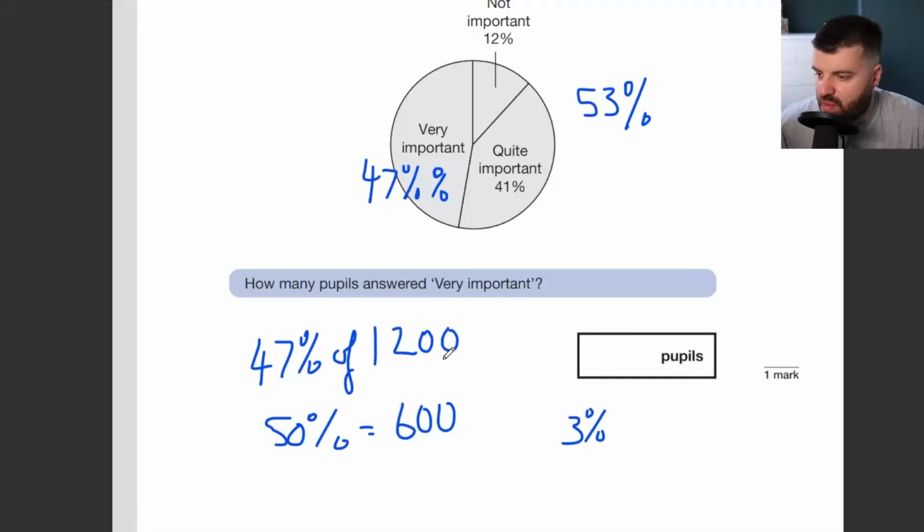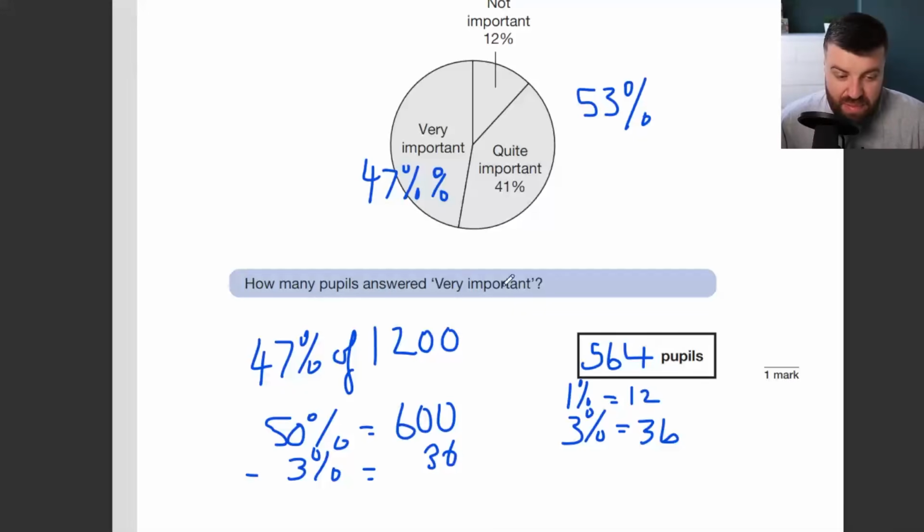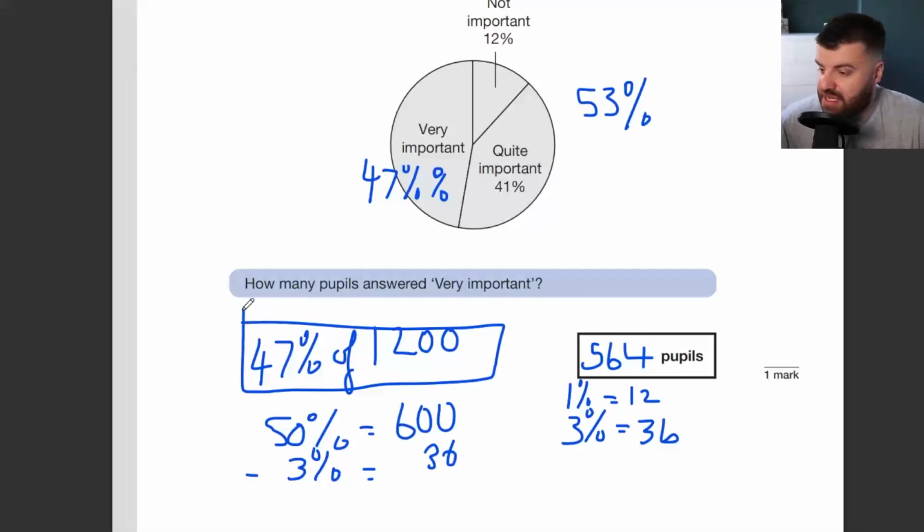If 1% is 12, because we divide by 100, then 3% is 36. Now if I take 50% and take away 3%, I'm going to end up at 47%. So 600, take away 36. The answer is 564 pupils. A lot of work there for 1 mark, but I guess it did turn into basically an arithmetic question here.